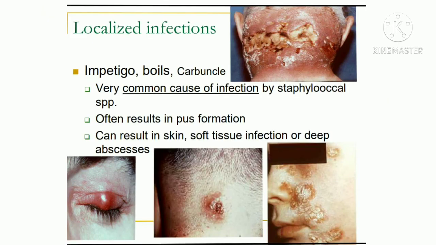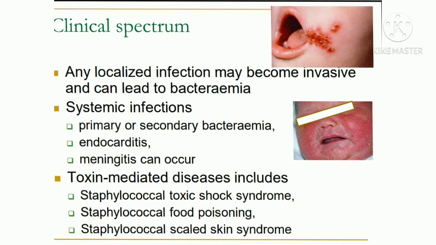There are some localized infections caused by these bacteria. You can see in the pictures, these are impetigo, boils, and carbuncles. They are a very common cause of infection by staphylococcal species, often resulting in pus formation, and can result in skin and soft tissue infection or deep abscesses. Any localized infection may become invasive and lead to deep bacteremia.